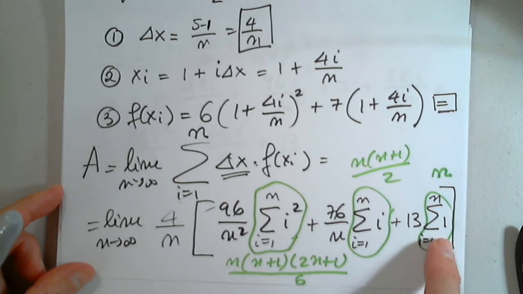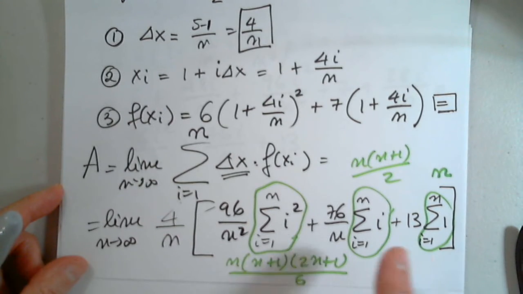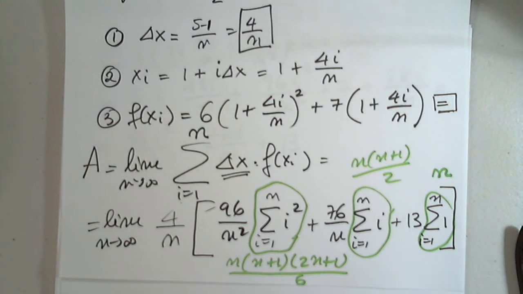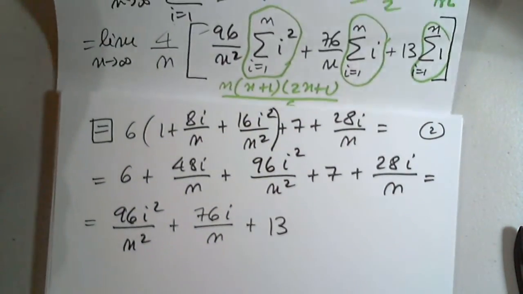These are 3 of the 4 identities that we know. The sum of i cubed, the sum of i, the sum of 1, and the sum of i squared, i, 1, and i cubed. Is this okay so far? Yes. Okay, so now it's all algebra, but I have to be careful.